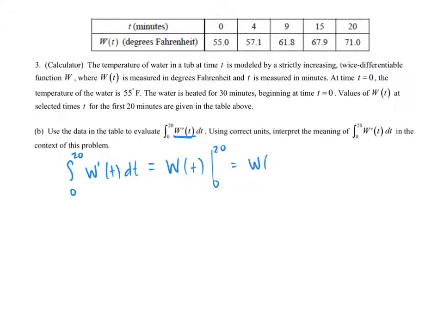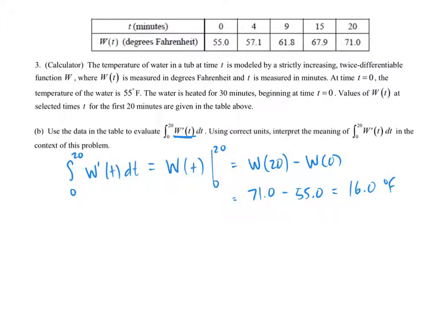This notation means that I'm going to plug in my upper bound of 20, subtract, and plug in my lower bound of 0, and those two numbers are going to come from the table. I'll have 71.0 minus 55.0, which you could go ahead and calculate if you wanted to. That would be 16.0 degrees Fahrenheit.